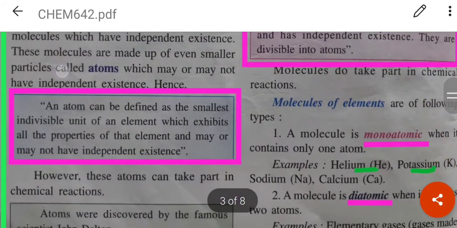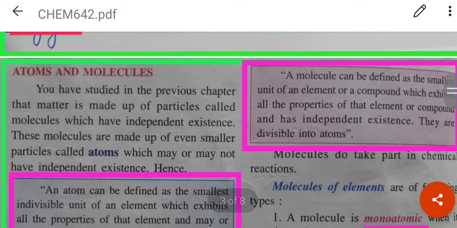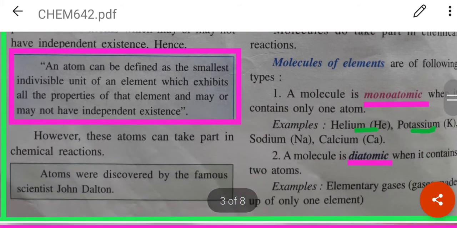Now, here is the definition of atom, okay? And this is the definition of molecule. Now, molecules of elements are of different types. They might be monoatomic. What is the meaning of the word mono? Mono means one. That means they are made up of only one atom. For example, helium, potassium, okay? You can see the symbol. Helium He, potassium K. By the way, what is a symbol? It is the short way of representing the name of an element.